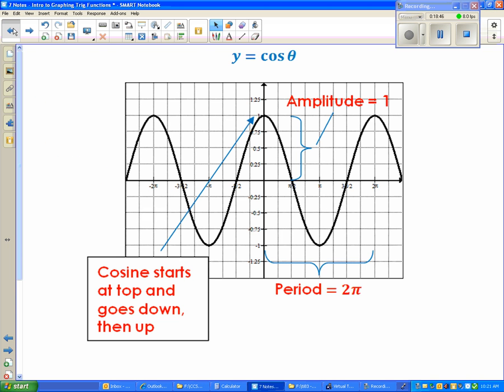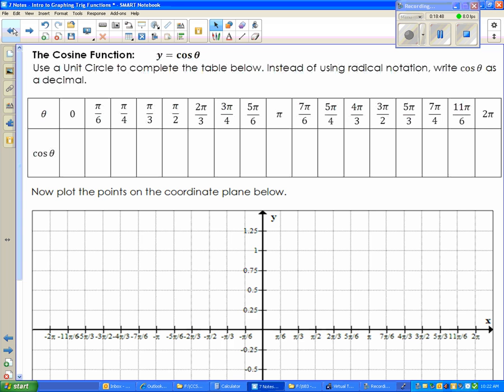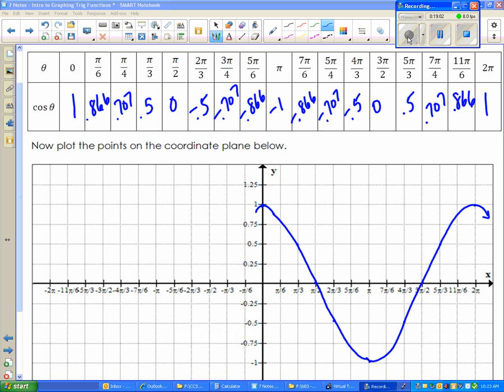So if you could scroll back, notice that you have another table of values and another graph. I'd like you to pause the recording, and I would like you to fill in the table and plot your points so that you can see what the shape of a cosine function looks like. All right, so go ahead and pause right now.